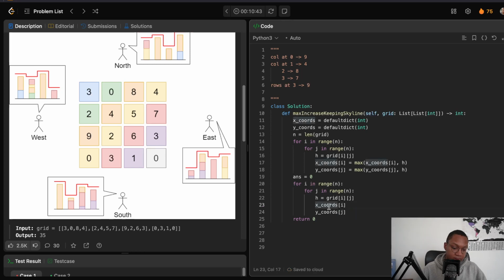So I have like a limit, which is equal to like the minimum of these two. And then answer plus equals the limit, that max value minus h, if h minus the limit is greater than 0 or something. Or the limit minus h. I don't even know if I need this if statement, but we'll add it. And then we just return the answer.